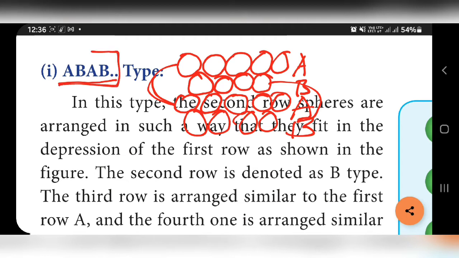So in this two-dimensional close packing topic we are going to learn two types. One is AAA type, another one is AB type.